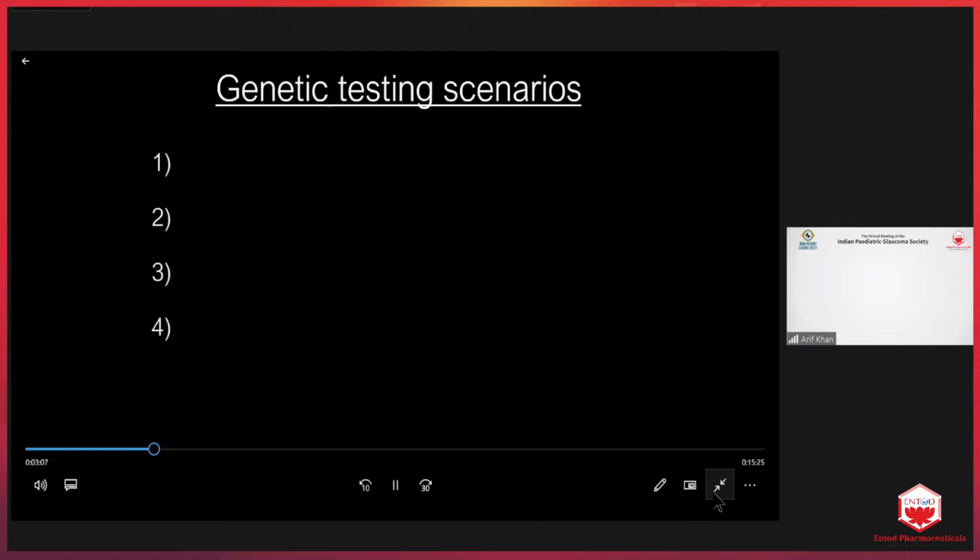However, there are scenarios where genetic testing is very useful, and let's go through some of these. So the first scenario is when family counseling is desired and is reasonable. That is to say, reasonable from the pedigree.